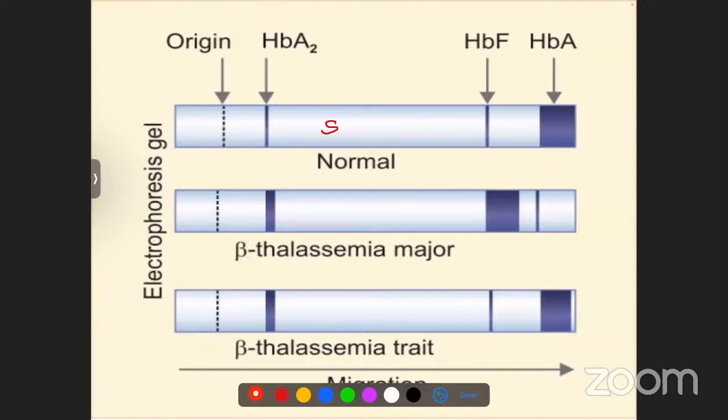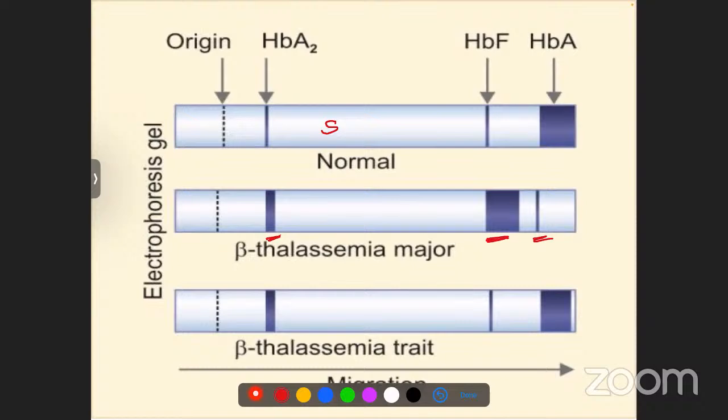This is a percentage. In the first slide we saw hemoglobin A, with some amount of F and A2 present. In beta thalassemia major, what happens? Fetal hemoglobin will be predominant, with some amount of A2. Adult hemoglobin, that is alpha 2 beta 2, is almost very, very less. That is beta thalassemia major.